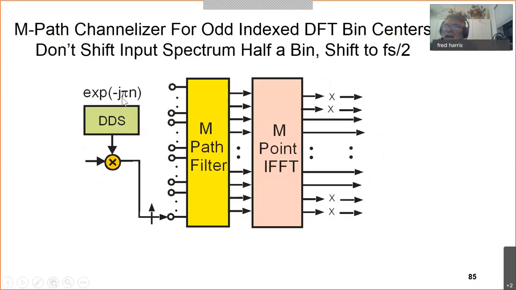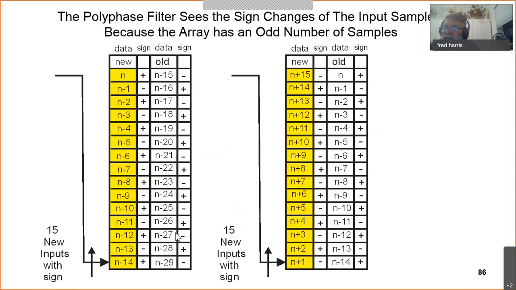We could put the rotators alternating signs, and that does the first case, move DC to the half sample rate. But this is my 15-point addressing of data into the polyphase filter. And I notice they're plus, minus, plus, minus, plus, minus, because they're alternating signs. And then the next sample of 15, they were plus, minus, plus, minus. Now they're minus, plus, minus, plus. Darn. I can't put these sign changes in the filter because they have to change on alternate sets of 15.